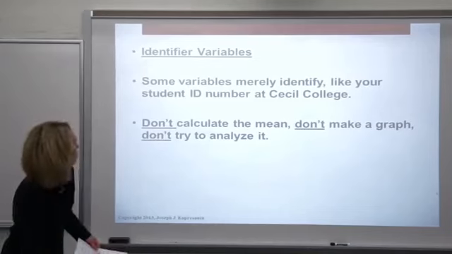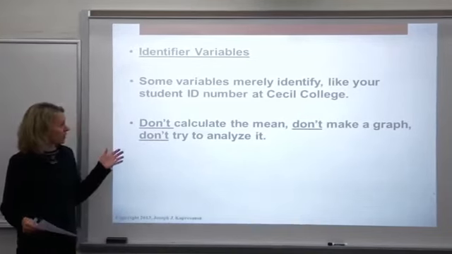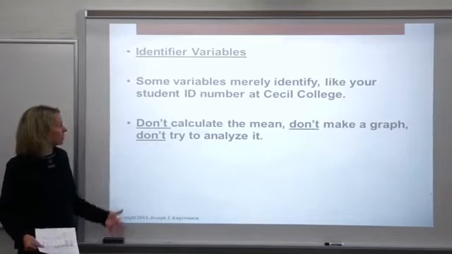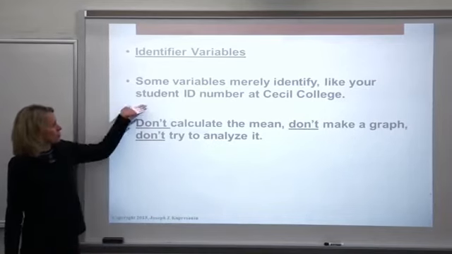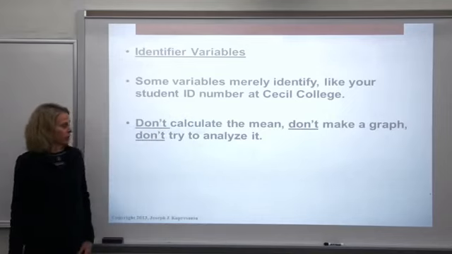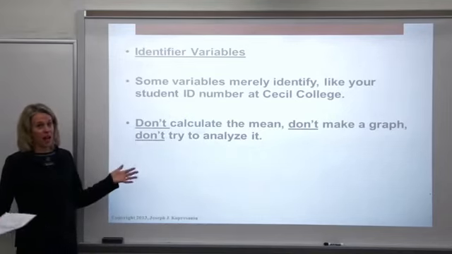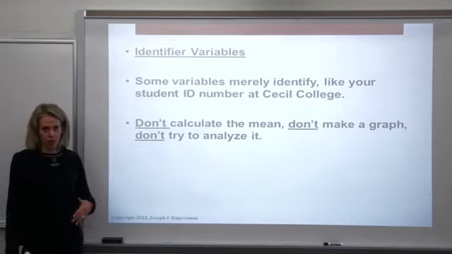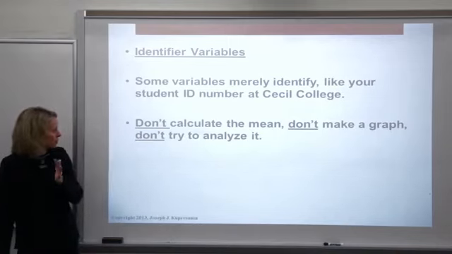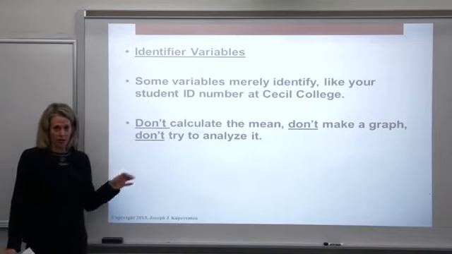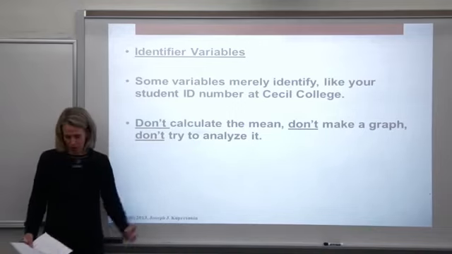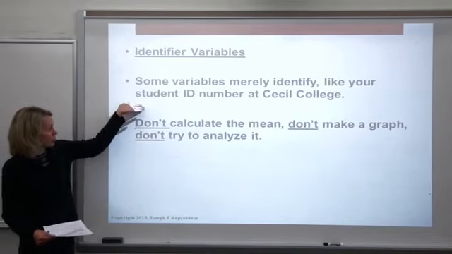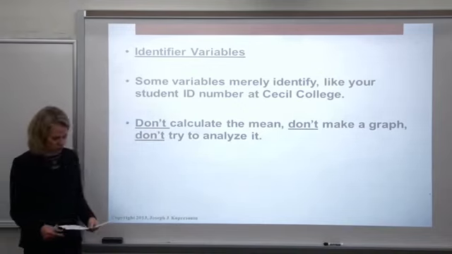Finally, some variables we can think of as identifier variables. Some of the categorical variables are more like identifiers. Something like your student ID number at the college. Something you'd never compute an average of. It is a number, but you don't calculate the mean. We would never make a graph of everyone's student ID number, and we don't analyze them. It's just that number goes with you. So this would be an example of an identifier variable. This identifies you as a particular Cecil student.